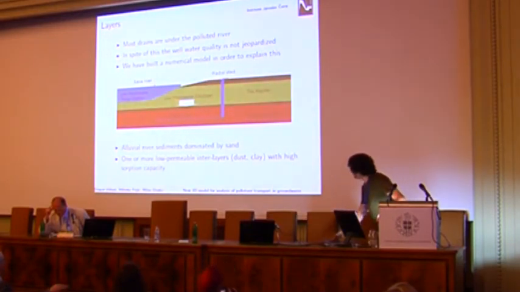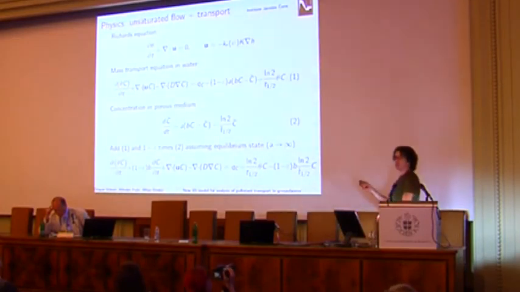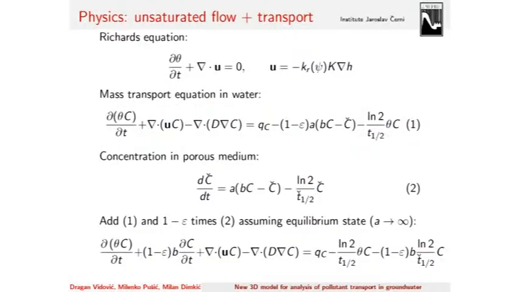Now, here is a kind of slide that we all like to see. In order to model this type of problem, one has to solve two partial differential equations. The first one is Richards' equation, which is obtained when Darcy's law for unsaturated flow is substituted into the mass conservation equation, or continuity equation.